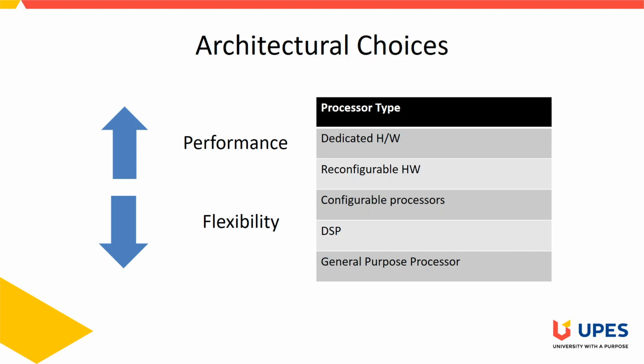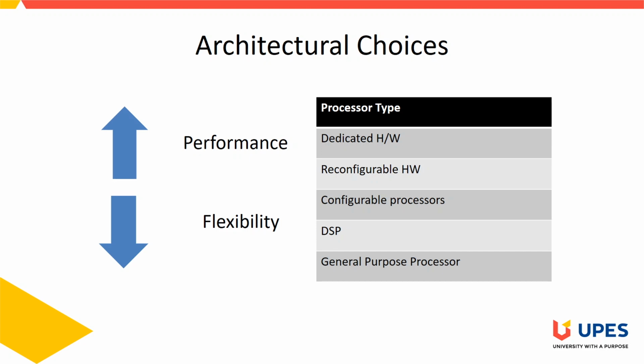Now let's see. We have seen the taxonomy of embedded processors. Now, if we compare these processors, how the performance and flexibility vary in this scenario can be depicted by the following diagram.